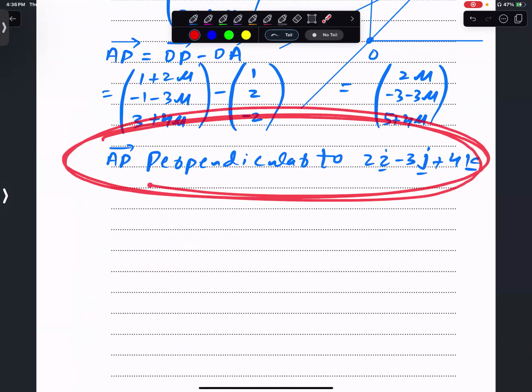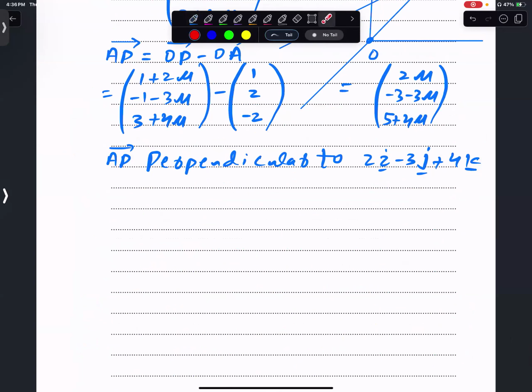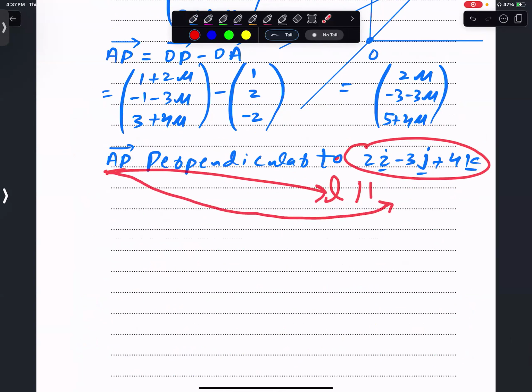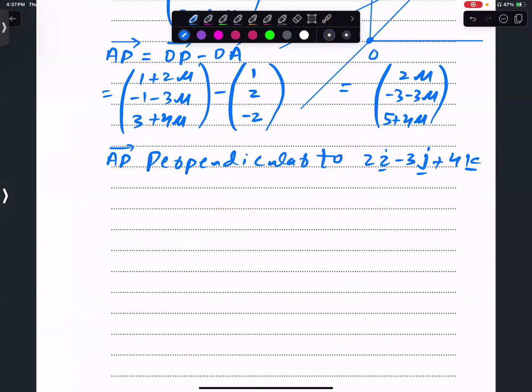Please learn this concept, students. Because I'm again saying AP is perpendicular to line L, and L is parallel to this vector. It definitely means AP is perpendicular to any vector parallel to L, and this vector is parallel to line L. So when two vectors are perpendicular, you know that their dot product is 0. So write 2 mu, minus 3 mu, 5 plus 4 mu, dot 2, minus 3, 4, is 0.